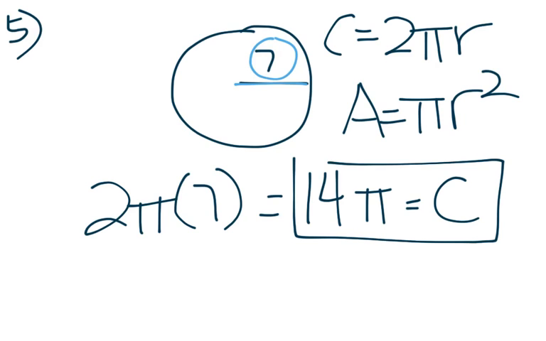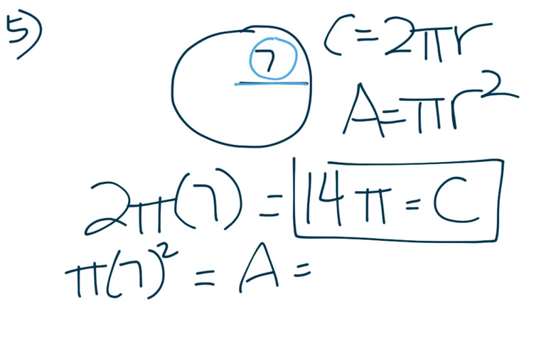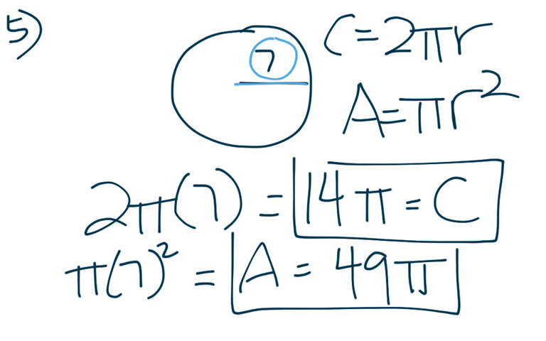To find the area, we're doing pi times 7 squared. So 7 squared is 7 times 7, and that is 49 pi. So the area equals 49 pi. So these are our 2 answers for number 5.